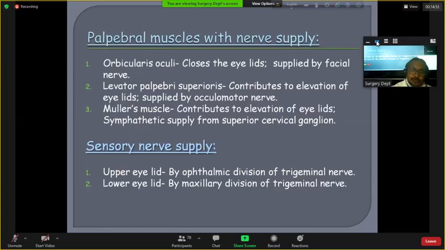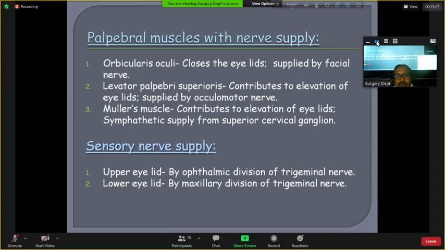Muller's muscle helps to elevate the eyelid. This is supplied by the sympathetic nerve supply from the superior cervical ganglion. So the muscles of the eyelids are the orbicularis oculi, levator palpebrae superioris, and Muller's muscle. And the motor supply of these muscles is already told.